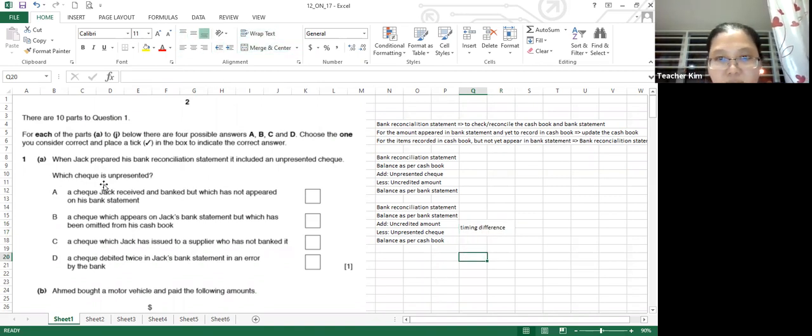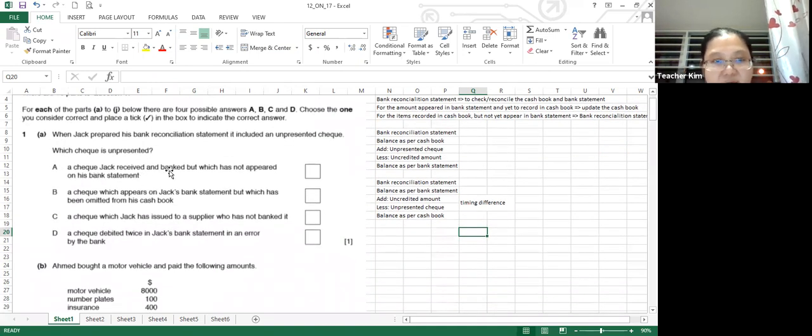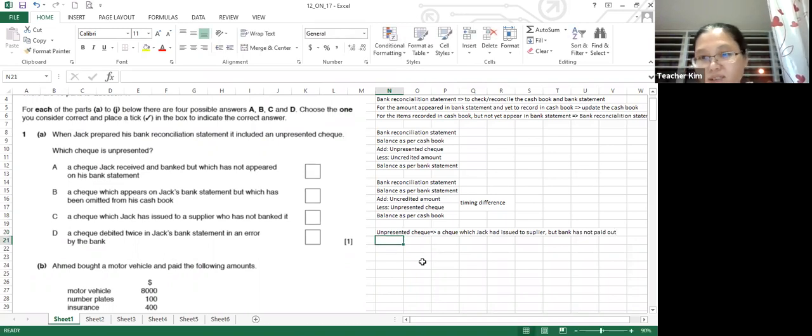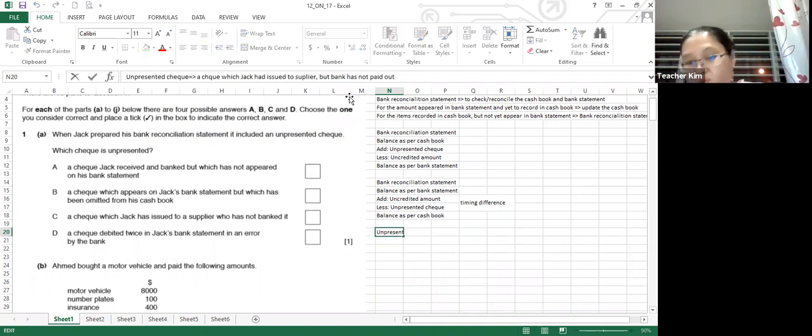Okay. Now next, go back to this question. When Jack prepared his bank reconciliation statement, it included an unpresented check. Which check is unpresented? Okay, what is meant by unpresented check? Unpresented check is a check which Jack had issued to a supplier, but the bank has not paid out. So that check is still with the supplier, or the bank takes time to do it. That is called unpresented check.